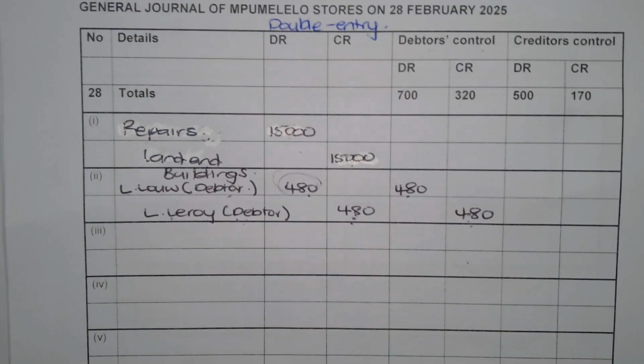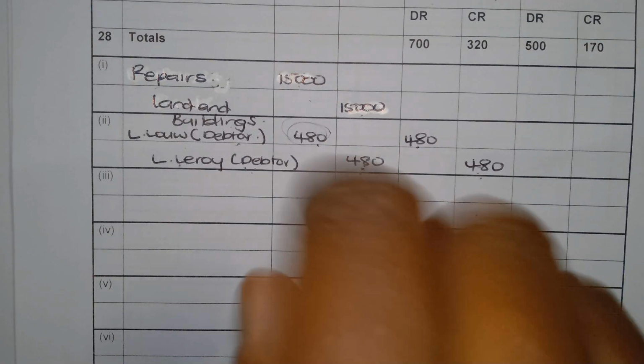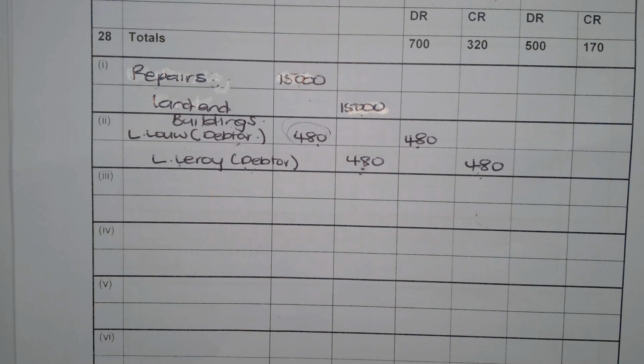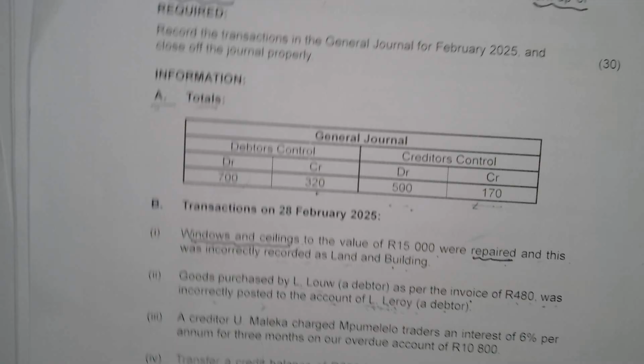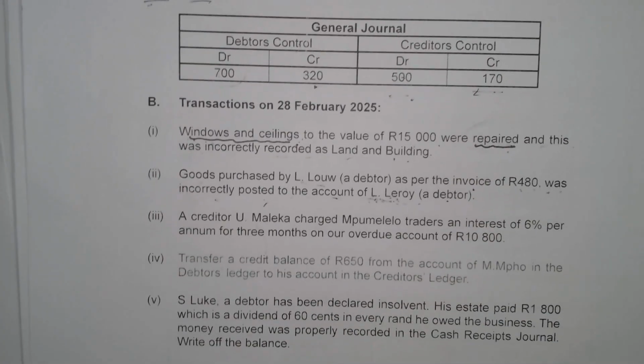Simple like that, right? So I'll show you the marking allocation later on when we are done with the question. Okay. Now question 3. Here's a question. Okay, there's question 3.